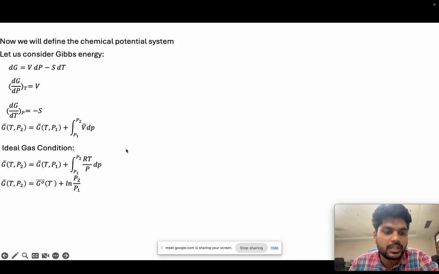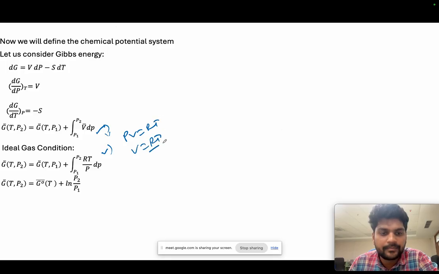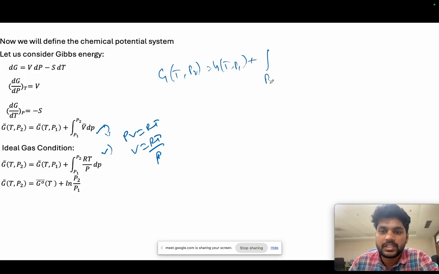So now we have this equation. If I take the ideal gas condition from this equation, it will become PV equal to RT, V equal to RT by P. So now suppose we have this equation: G of T, P2 equal to G of T, P1 plus the integration from P1 to P2 of RT by P dP.